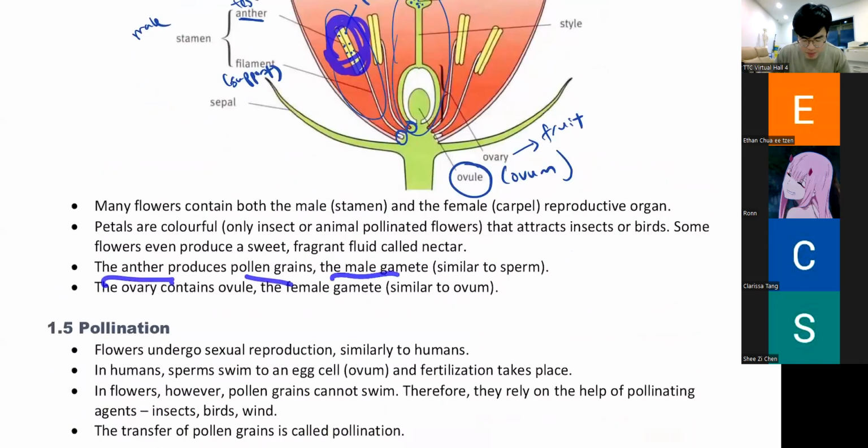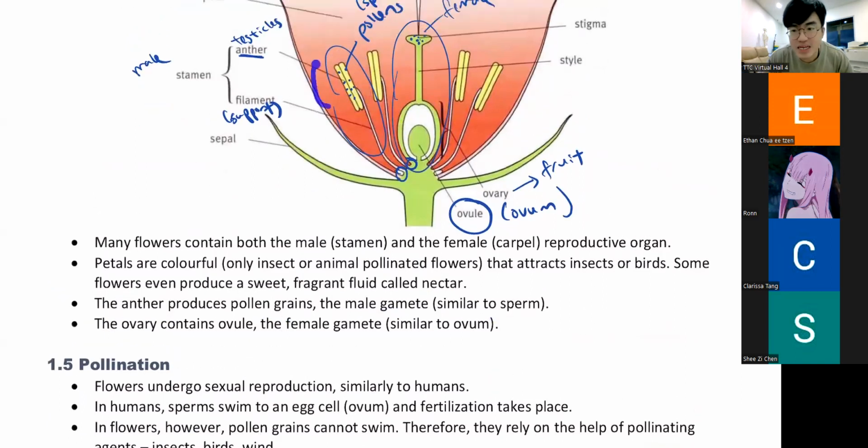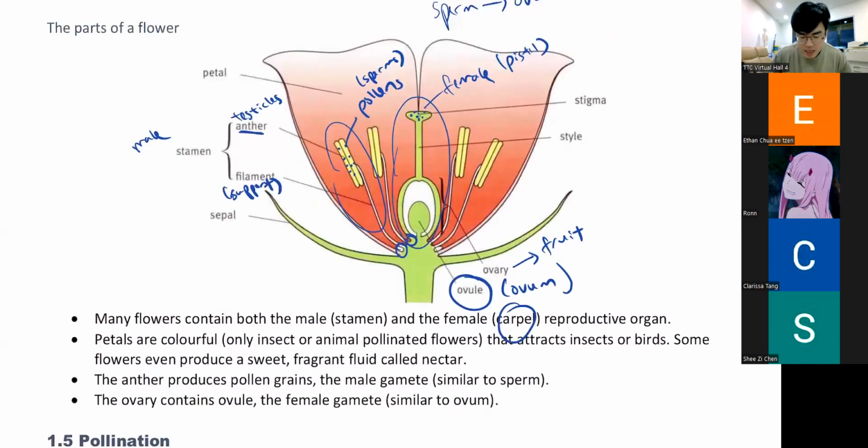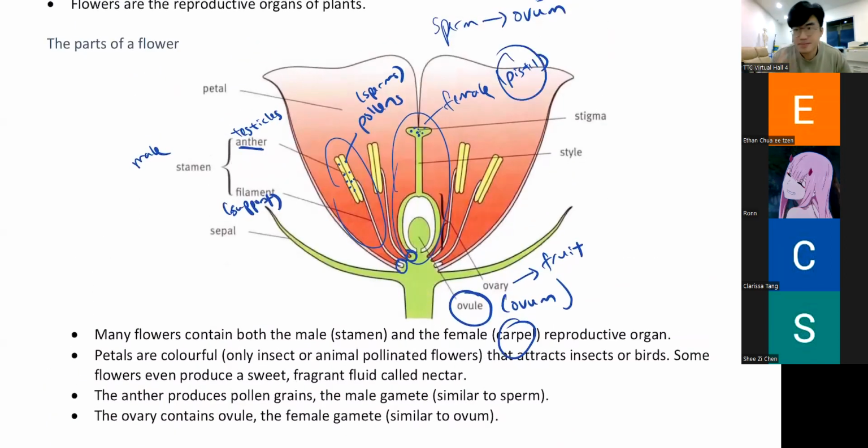So they produce the male gamete, which is your sperm. The ovary contains ovules, which are the female ovum. Very similar. We produce millions of sperms every day, right? But girls, how many ova do you produce in one month? You only produce one ovum. Felice, you can say carpel, you can say pistil also. Some books call it carpel, some call it pistil. Both words are accepted.